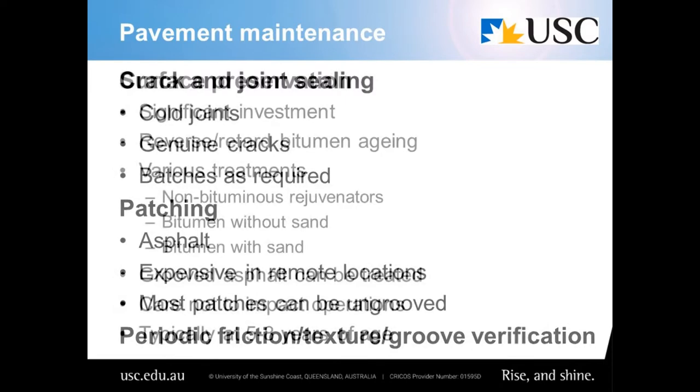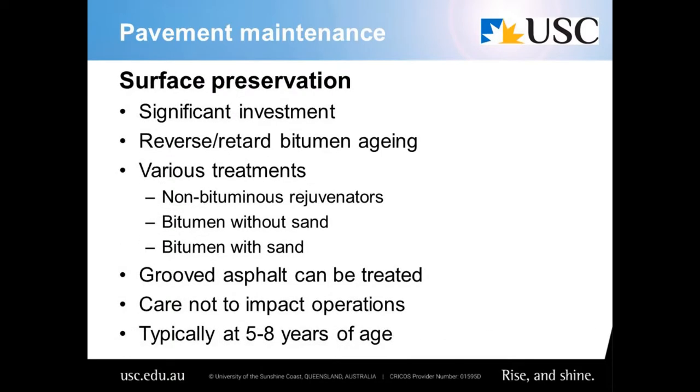The other thing that's particularly common on asphalt in regional airports is surface preservation, commonly referred to as rejuvenation. The idea is that we either slow down or reverse the aging of the bitumen in the surface, which should extend the life of the surface. There are lots of treatments around. I won't talk too much about those. We've talked about them at various AAA events over the years.